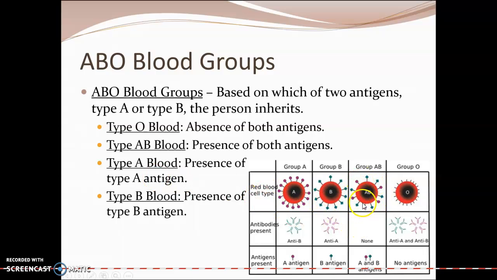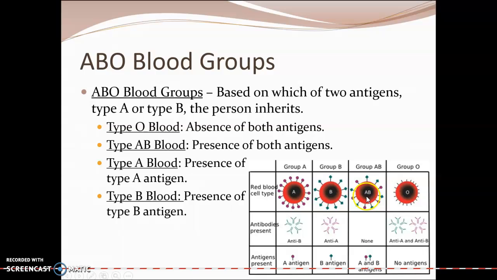Group AB can take in anything because you can see they don't have any antibodies, so they're not going to fight against any of these cells. So AB is a universal receiver, and group O is a universal donor. Group O has the antibodies for both, but they don't have any antigens. AB has no antibodies, but they have antigens for both A and B. So you wouldn't be able to give AB to anybody else.